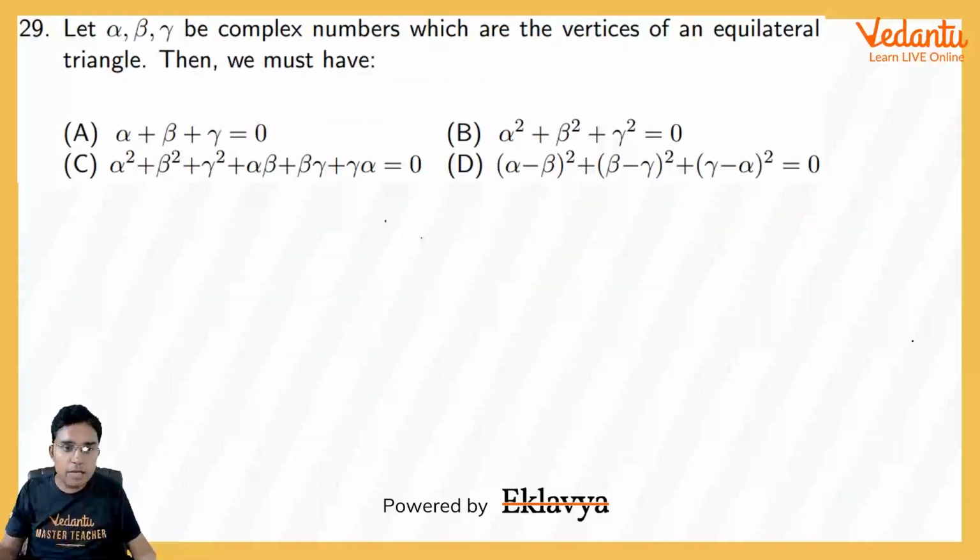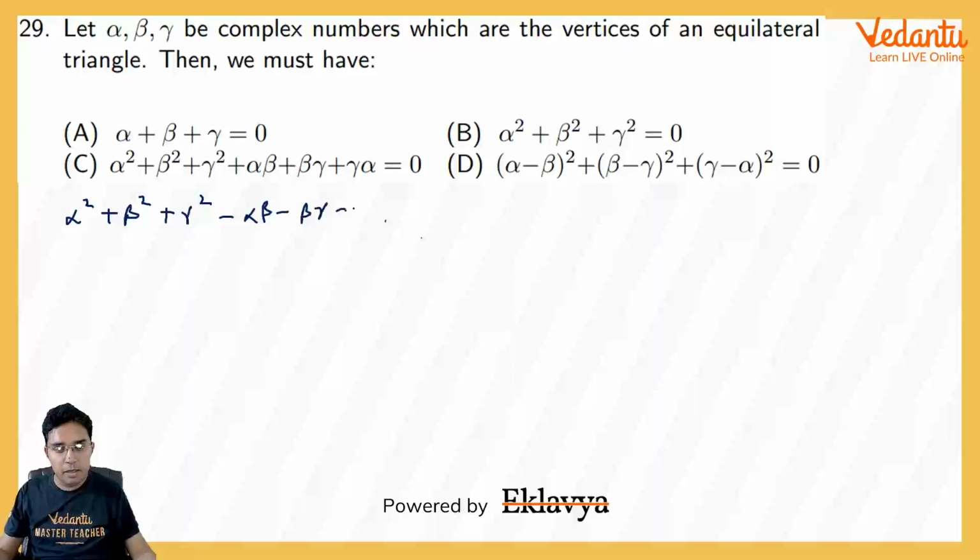Now coming to the next question, which is: let alpha, beta, gamma be complex numbers which are vertices of an equilateral triangle, then we must have. Dear all, there is one very standard result to remember, that if alpha, beta, gamma denote an equilateral triangle, then alpha square plus beta square plus gamma square minus alpha beta minus beta gamma minus gamma alpha is equal to 0.